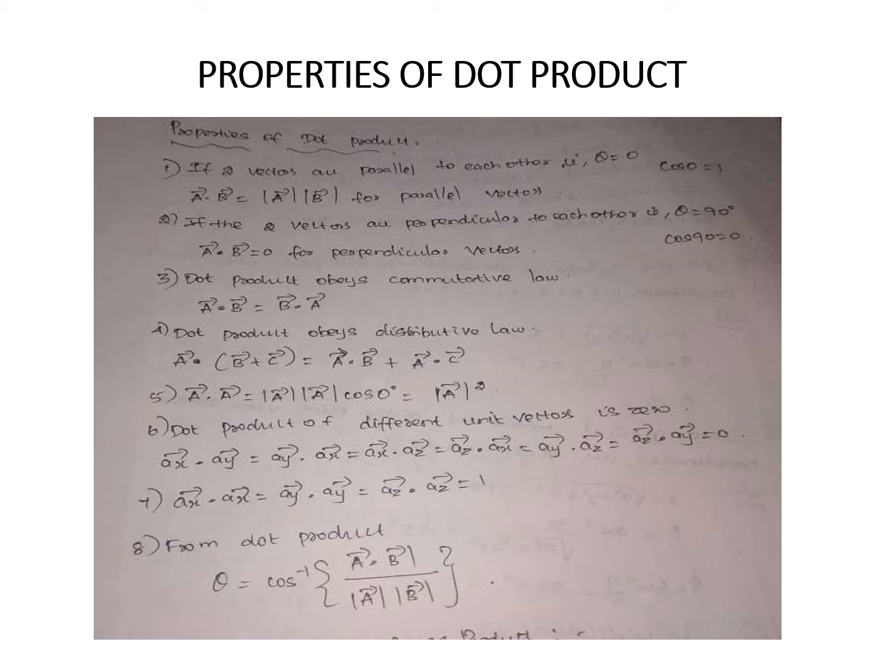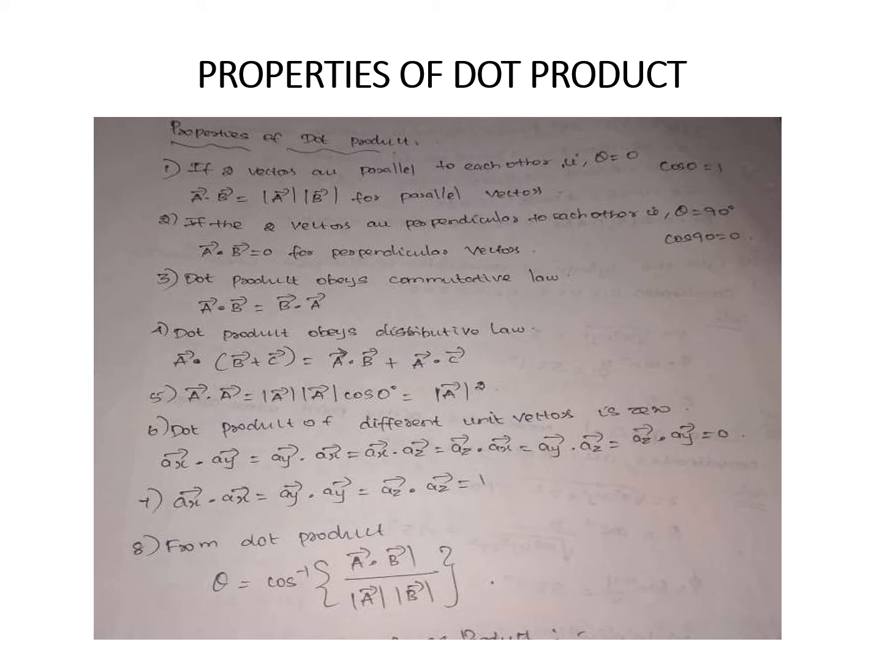Second one is if the two vectors are perpendicular to each other, then theta is equal to 90 degree. Consider two vectors, A vector and B vector. The two vectors are perpendicular, so theta is equal to 90 degree. Cos 90 is equal to 0. So A vector dot B vector is equal to magnitude of A, magnitude of B into cos theta. Here cos theta is equal to 0. So A vector dot B vector is equal to 0 for perpendicular vectors. So the second property may be used in a problem to check whether two vectors are perpendicular or not.